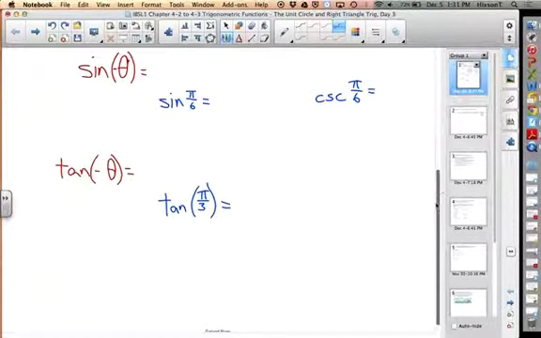According to our rule here, the sine of negative theta is going to equal the opposite of the sine of theta.